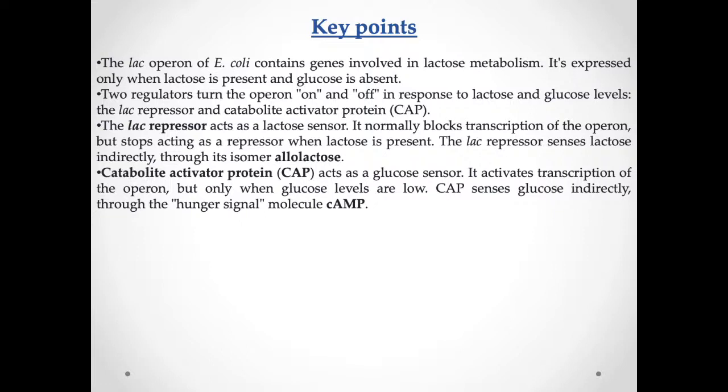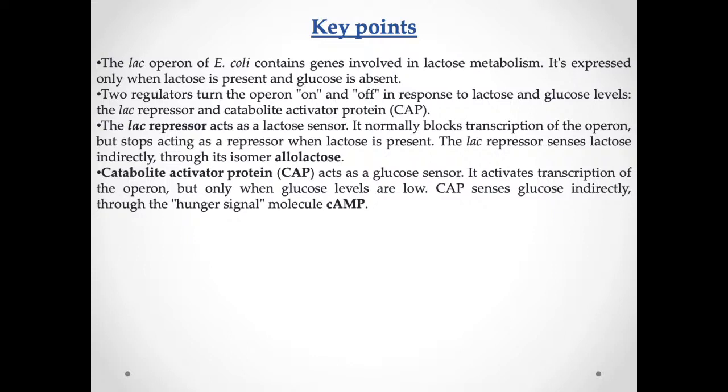Two regulators turn the operon on and off in response to lactose and glucose levels: the repressor and the catabolite activator protein. The lac repressor will stop the reaction, and the CAP, catabolite activator protein, will activate it. The lac repressor acts as a lactose sensor. It normally blocks transcription of the operon but stops acting as a repressor when lactose is present. If lactose is present, the lac repressor will not work.